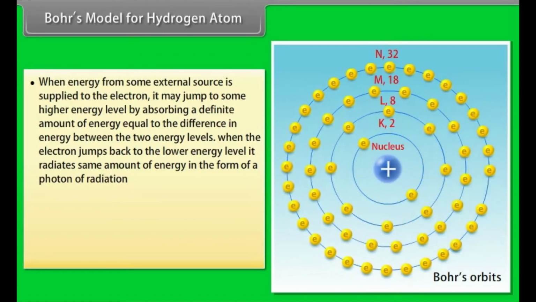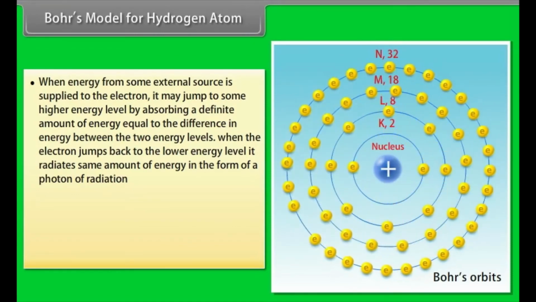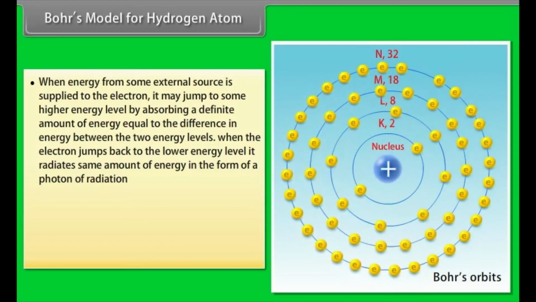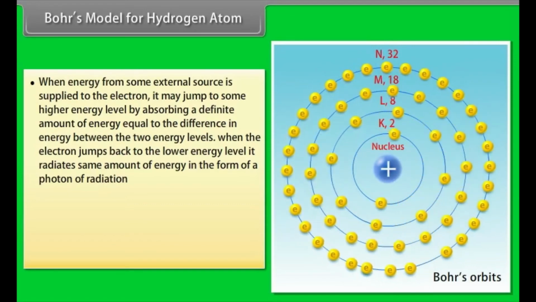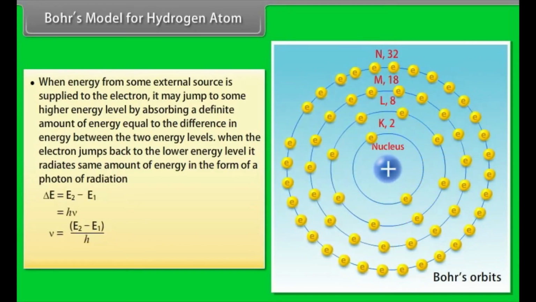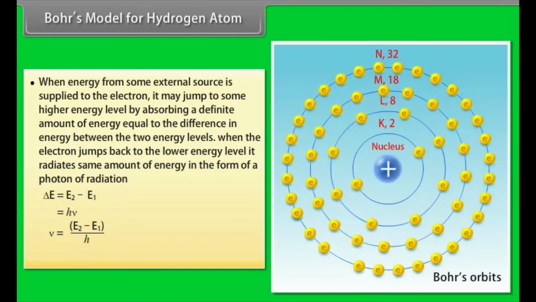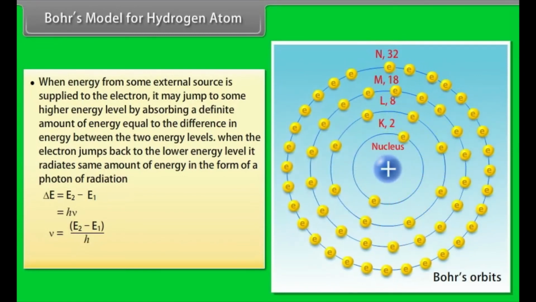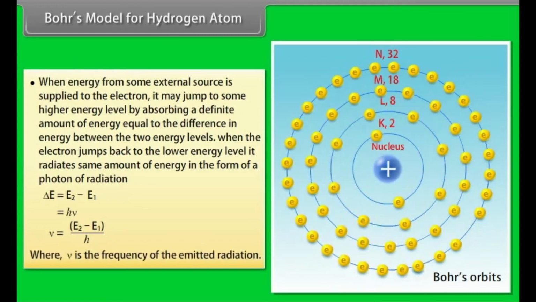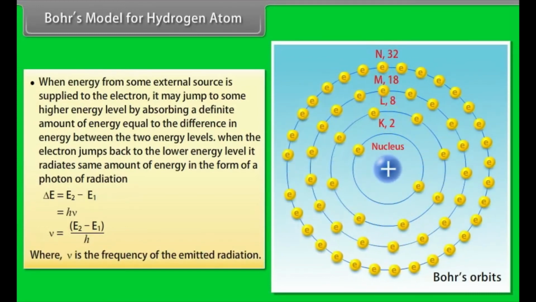When the electron jumps back to the lower energy level, it radiates the same amount of energy in the form of a photon of radiation. Delta E is equal to E2 minus E1 is equal to h nu. Nu is equal to E2 minus E1 by h, where nu is the frequency of the emitted radiation. Explanation of line spectrum of hydrogen.